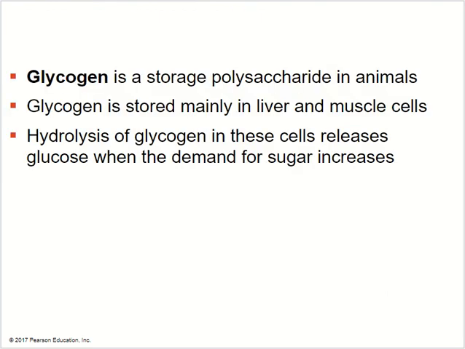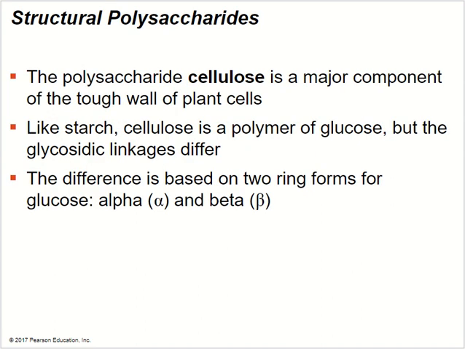Glycogen is a storage polysaccharide in animals, sort of like starch for plants. Glycogen is stored mainly in the liver and muscle cells. Hydrolysis of glycogen in these cells releases glucose when the demand for sugar increases, but it's not freely available yet in the diet.